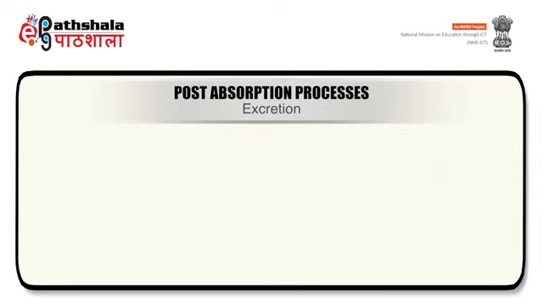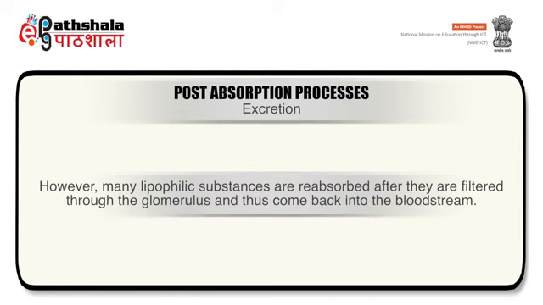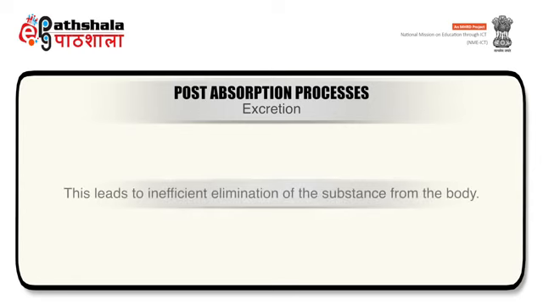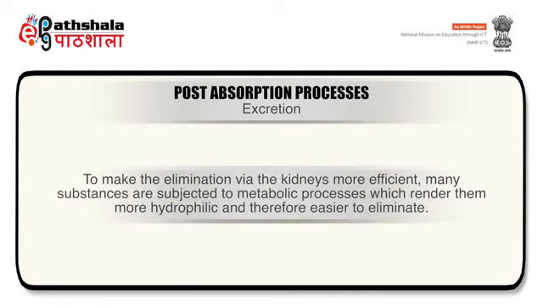Students, now we discuss the next post-absorption process, excretion. Kidney is the primary organ for excretion. Few drugs are excreted in bile, sweat, saliva or gastric juice or from the lungs. However, many lipophilic substances are reabsorbed after they are filtered through the glomerulus and thus come back into the bloodstream. This leads to inefficient elimination of the substance from the body. To make the elimination via the kidney more efficient, many substances are subjected to metabolic processes which render them more hydrophilic and therefore easier to eliminate.